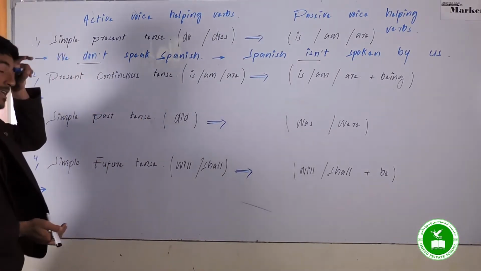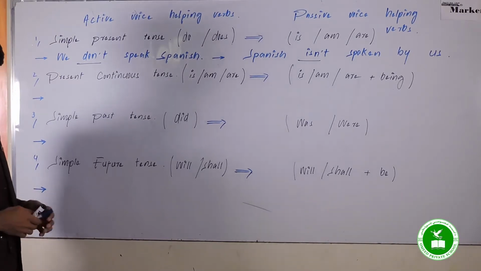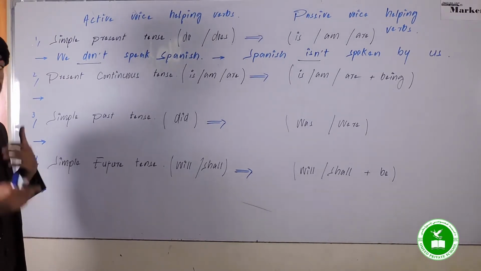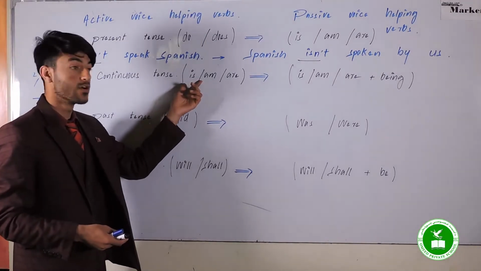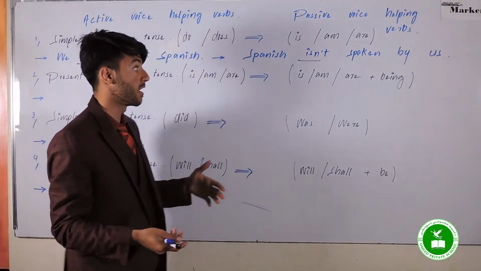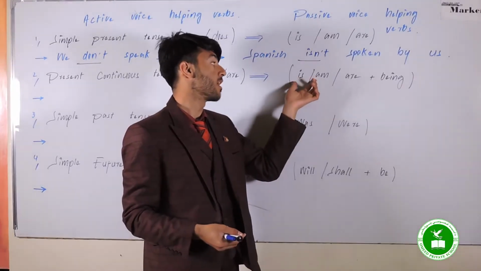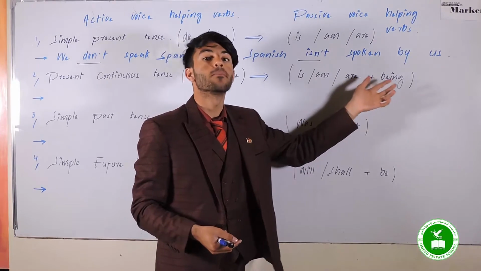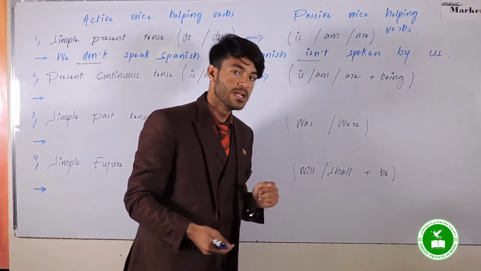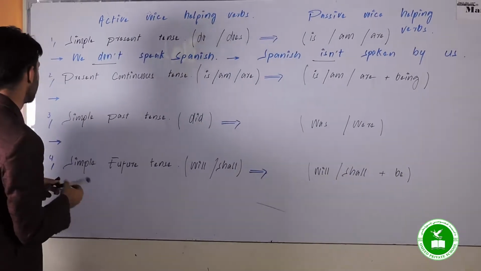The second one, the second tense, present continuous tense. The helping verbs in present continuous, when you are talking about active voice, are is, am, are. But the helping verbs in present continuous tense, when you're talking about passive voice, are is, am, are, plus being. Okay? Let's change the sentence from present continuous from active to passive.